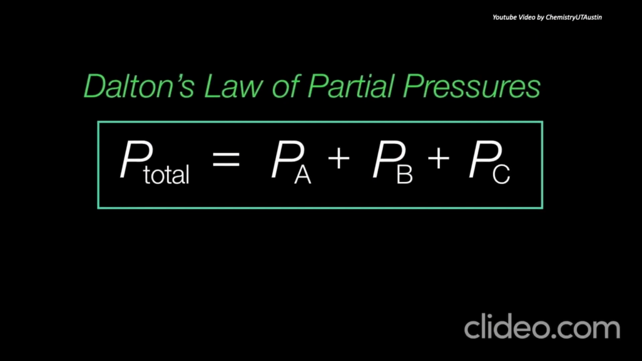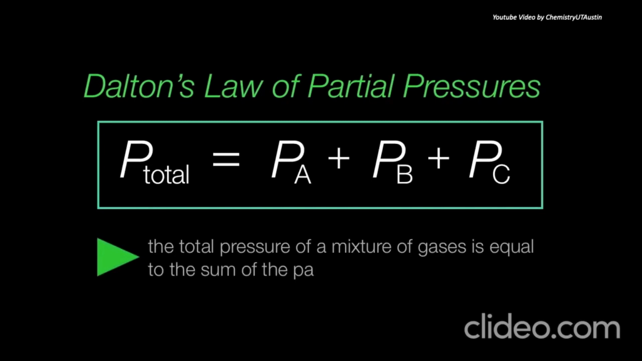We can also state this law in words. Dalton's law simply says that the total pressure of a mixture of gases is equal to the sum of the partial pressures. It's a very handy law, and it works for as many gases as you want in a mixture.